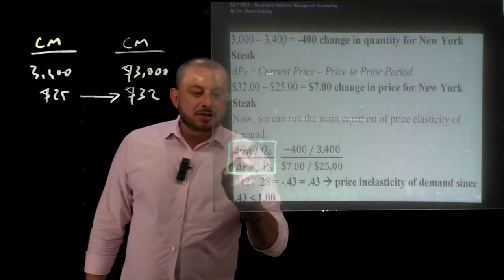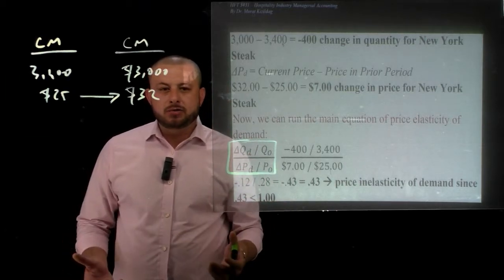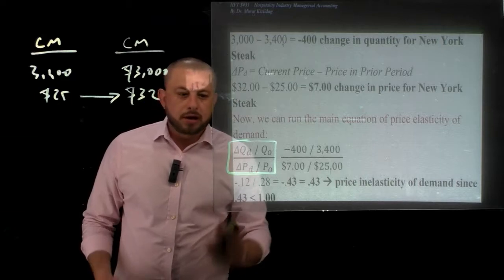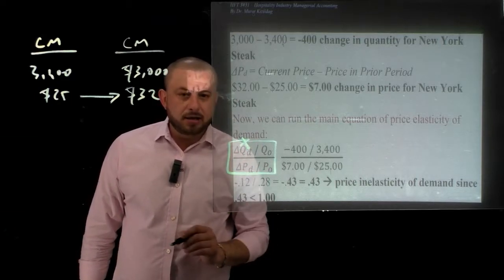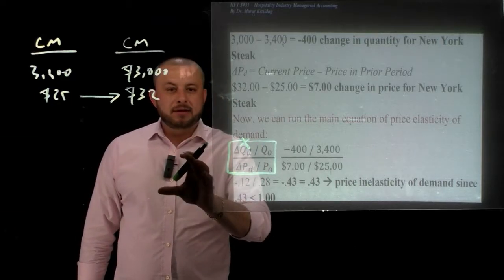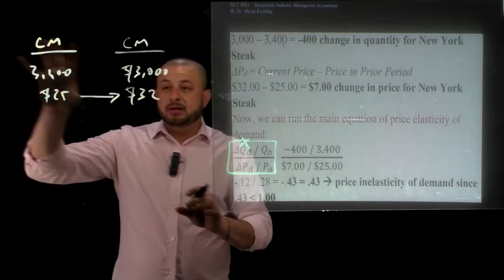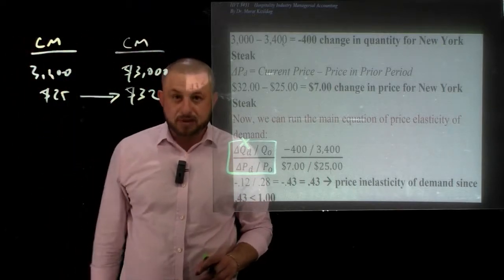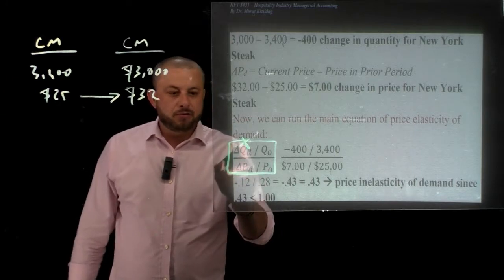Do we know what delta QD is? Is it given in the question directly? No, we don't know this one. Can we find it with the information we have? Yes, we can, but we don't have it yet.